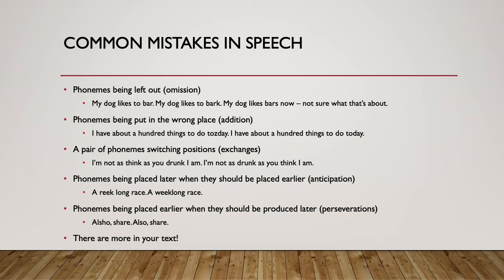A phoneme being left out is an omission. An example of that is "my dog likes to bar." It should have been my dog likes to bark, but the K was left out, so a phoneme was missing, and that is omission. Phonemes being put in the wrong place is called an addition. "I have about 100 things to do Tuesday," not Tuesday the day, but "Tozday." So I added a Z.